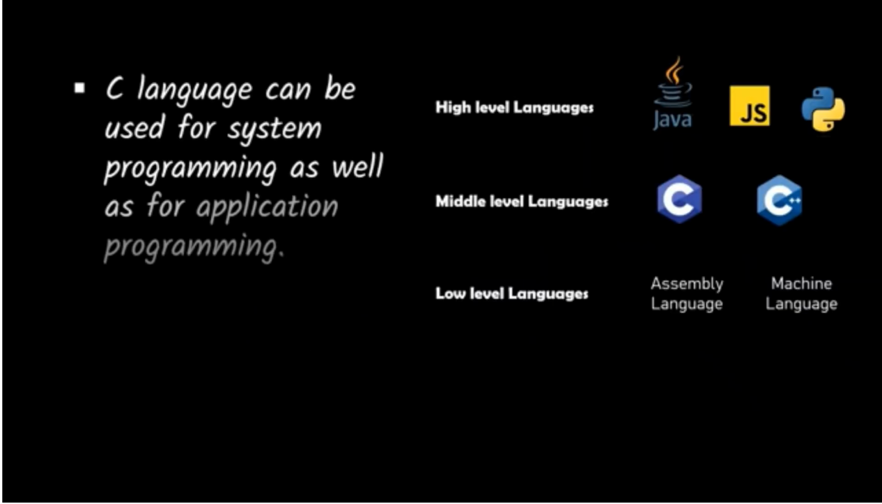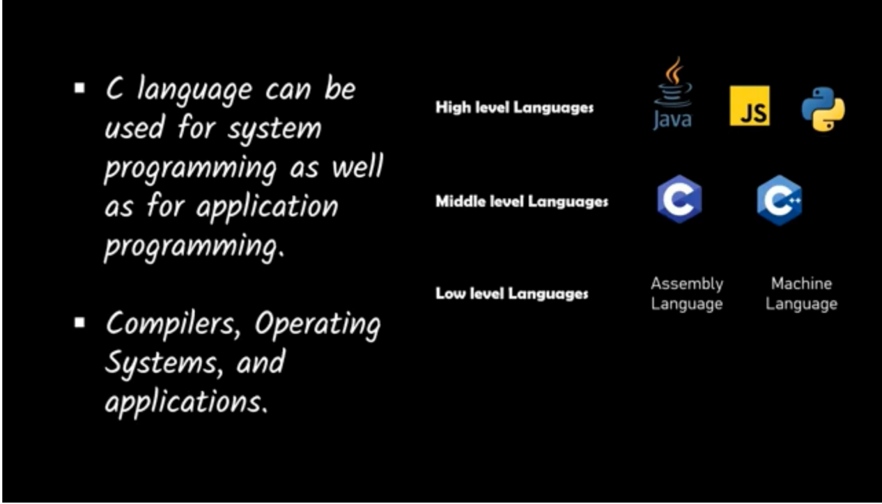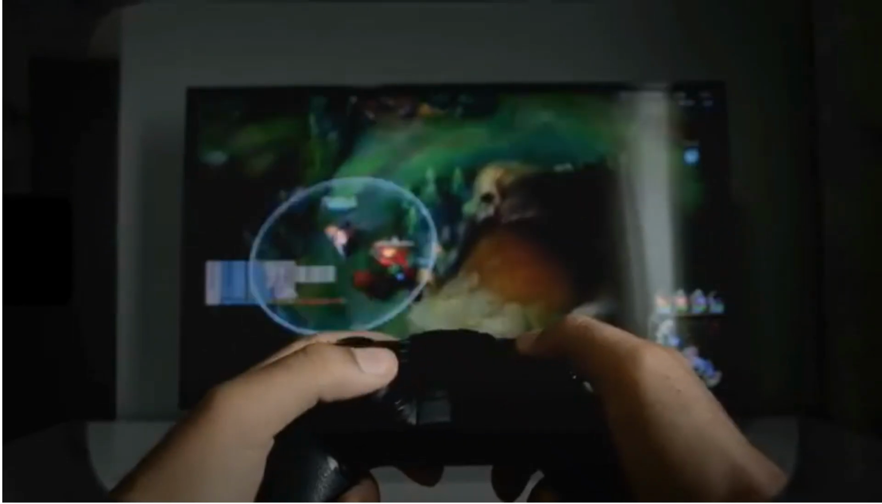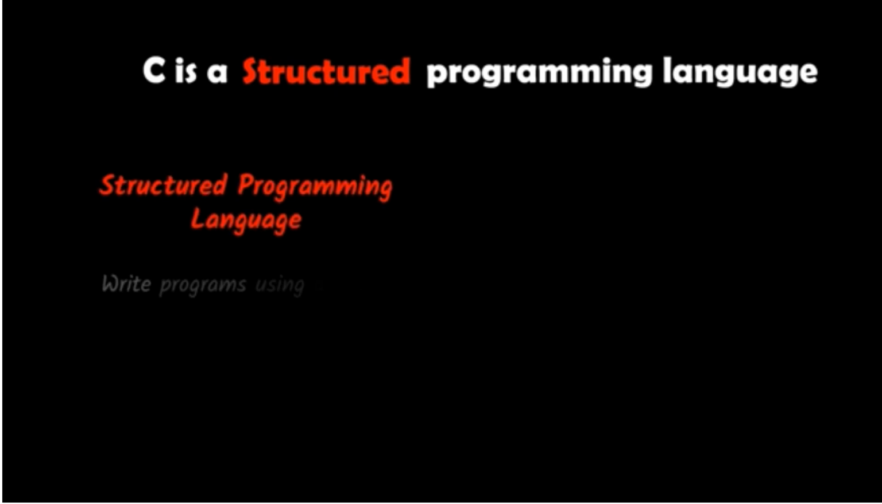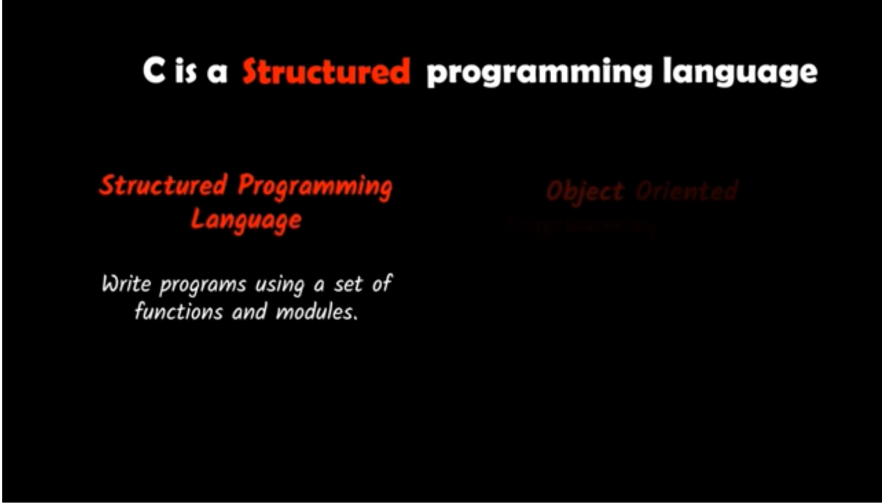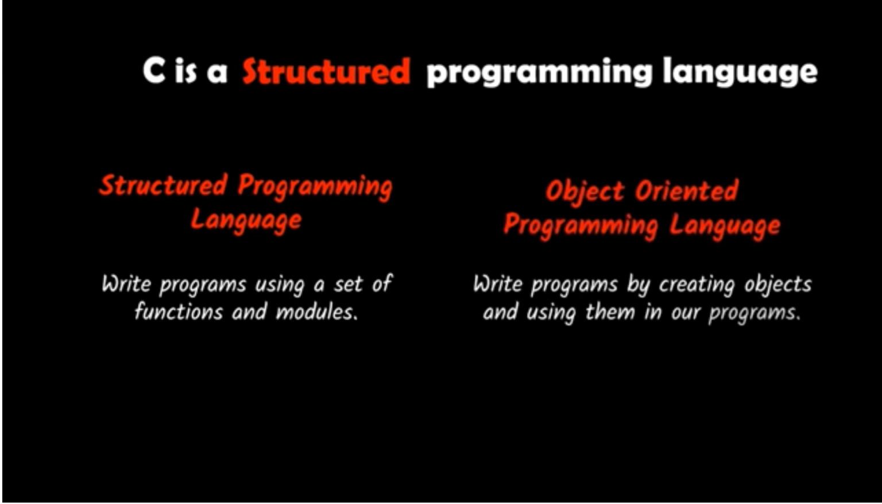Because of that, we can use C for system-level programming like writing operating systems and also for developing games and applications. It is a structured programming language, meaning we can write our programs using a set of functions and modules. For object-oriented programming, we can use C++, the extension of the C language.